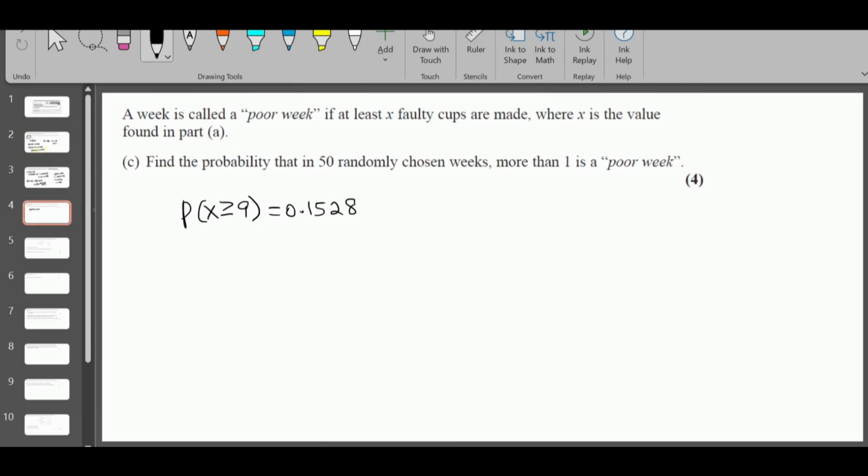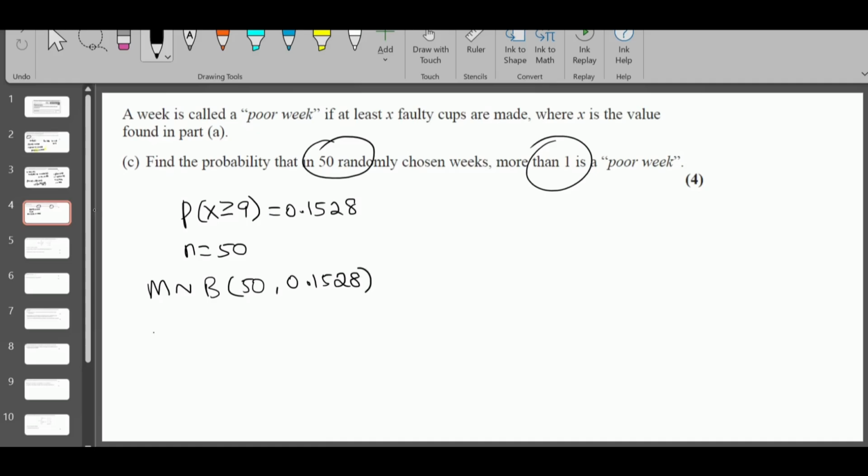Find the probability that in 50 randomly selected weeks, more than 1 is a poor week. More than 1 out of 50, it's a binomial. So n is equal to 50. So you can write M follows binomial distribution of 50, 0.1528. So they want us to calculate more than 1, which is the same as 1 minus the probability of less than or equal to 1. For questions like this, you have to be very careful. You need to find the n and the probability of success. Then apply the binomial distribution.